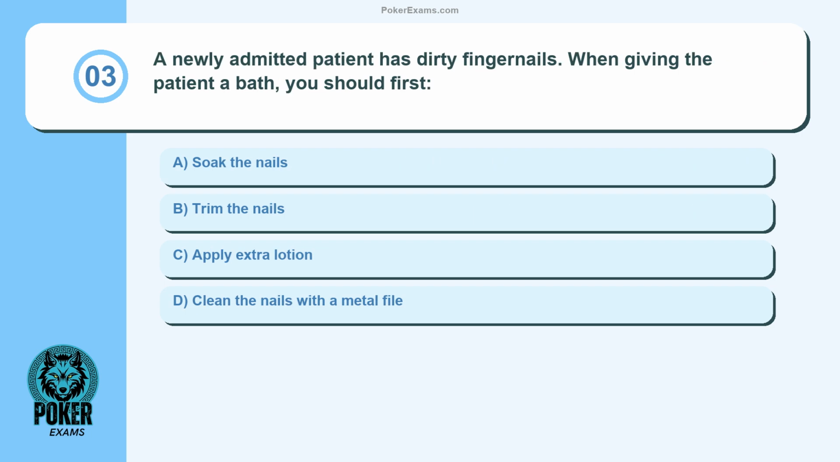Question 3. A newly admitted patient has dirty fingernails. When giving the patient a bath, you should first soak the nails, trim the nails, apply extra lotion, clean the nails with a metal file.